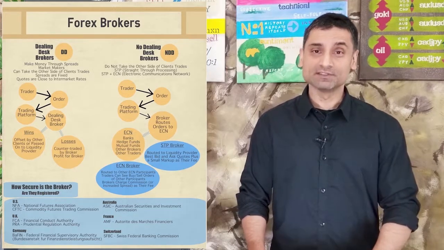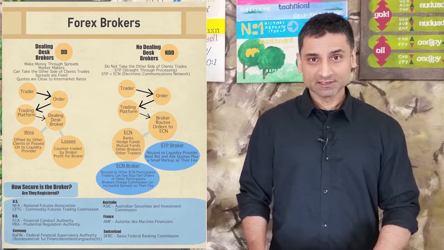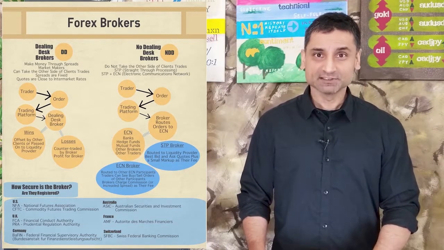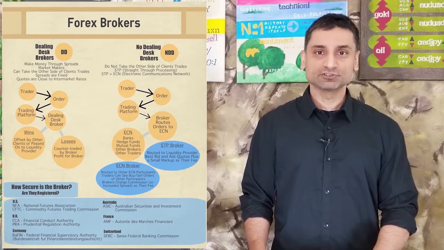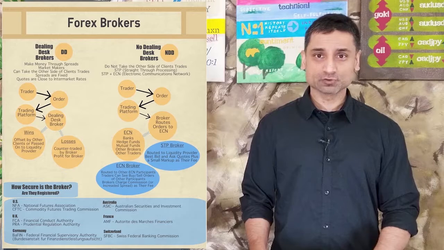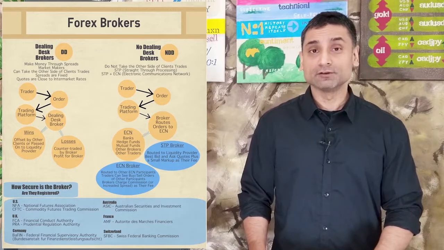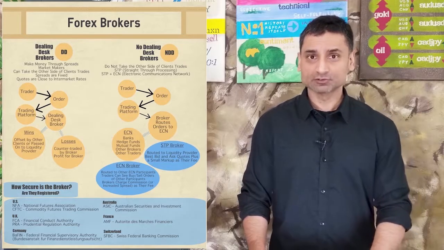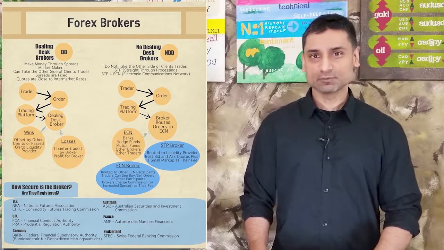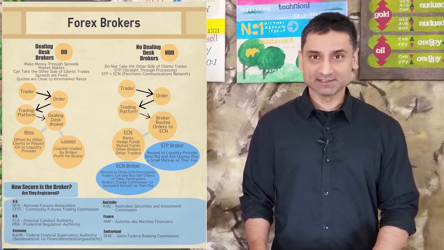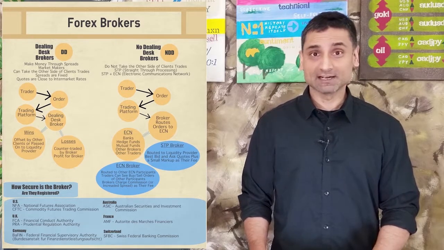Another thing with dealing desk brokers, there is a potential for stop hunting. Stop hunting is when they know where your stops are and they move the price to that level to take you out of your trade at a loss. Now, normally with institutional traders, they stop hunt also, but they can only move the market so much because it depends on what the global market will allow.